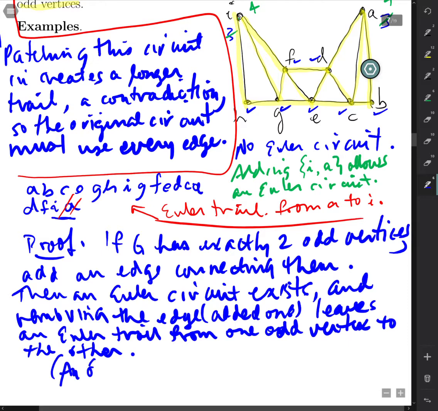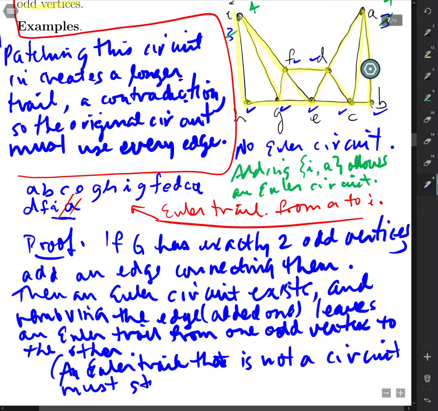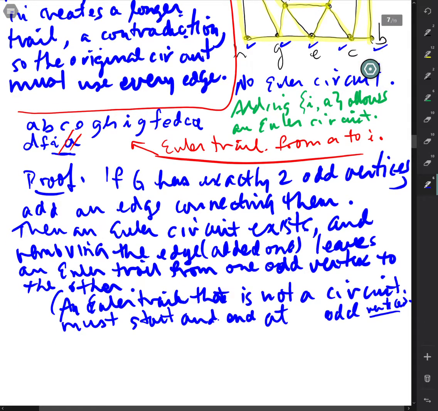An Euler Trail that is not a circuit must start and end at an odd vertex. Must start and end at odd vertices, so it'll be different ones, since it's not an Euler circuit. Right, so that's what's going on in the other direction.